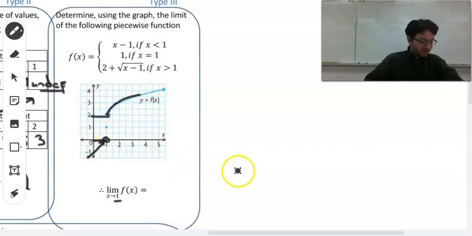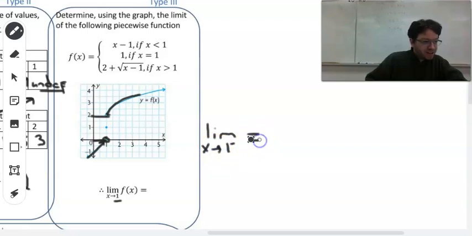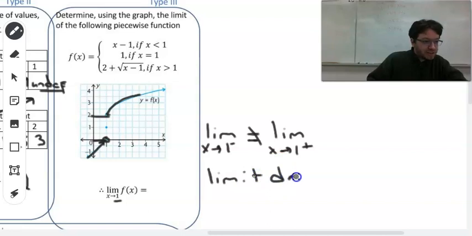So what does this mean? Well, it means that if the limit as x approaches 1 from the left does not equal the limit as x approaches 1 from the right, then the limit does not exist. The limit does not exist.